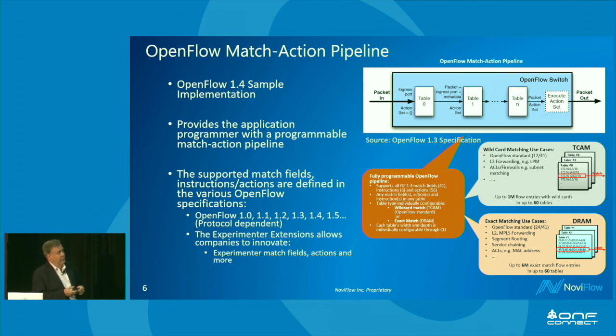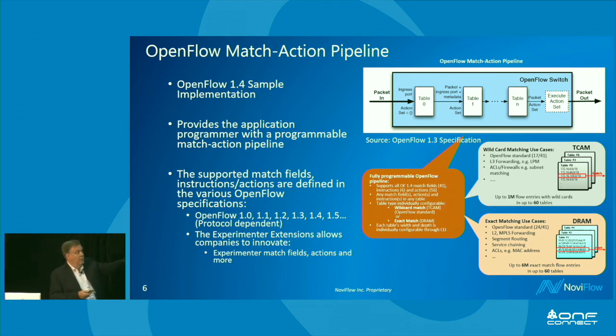The picture on the top right there should be familiar. It's the basic OpenFlow match action paradigm. You can have n tables, and in each table you can match on something. You can take certain actions and instructions. In its pure form, OpenFlow 1.3, 1.4, 1.5 provide the application programmer really a programmable match action pipeline. You can define how many tables and so on. And that's essentially what we built.